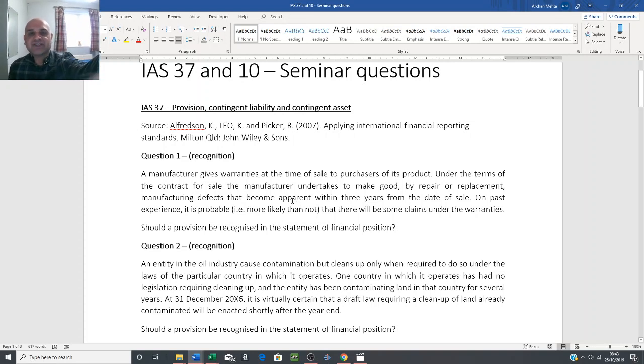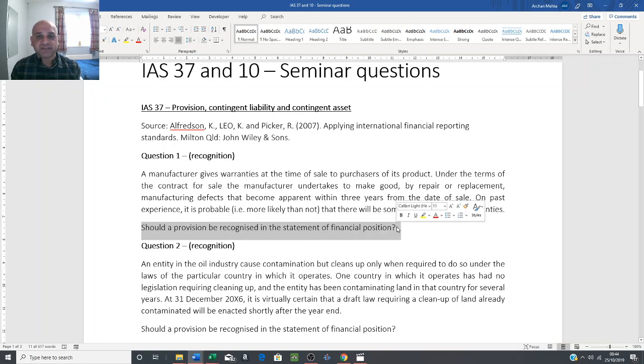So now if you have had a chance to get the document, let's start looking at the questions. There are some questions on recognition of provision and there are some questions on the measurement of the provision. So we are going to be looking at the recognition criteria first. Starting with question 1 and looking at the requirement, we have to determine whether we can recognize a provision in the statement of financial position or not. The key word over here, or the question verb, is recognition. So we need to apply the recognition criteria of IAS 37.